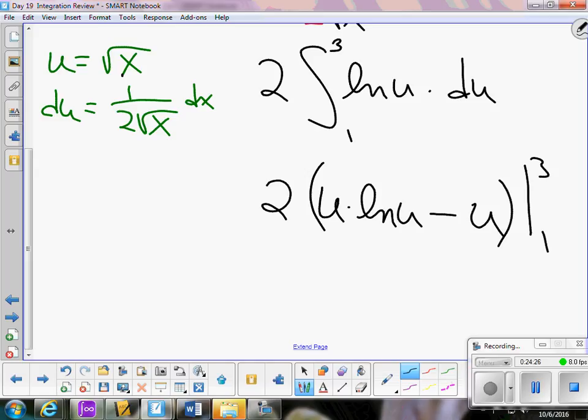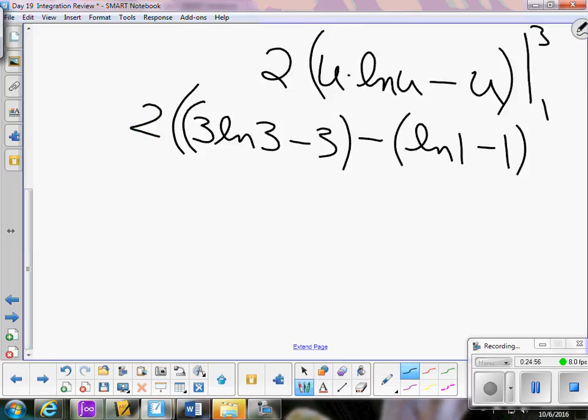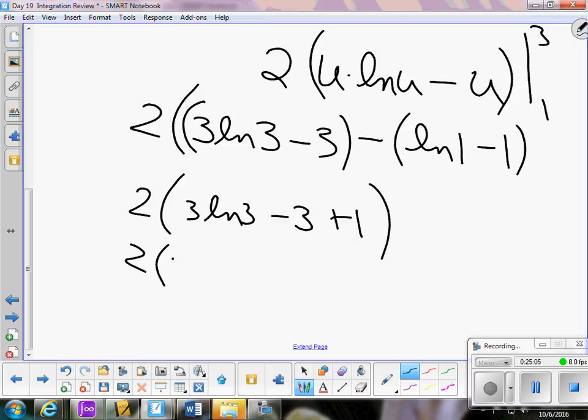This is a lot. What does every technique have? u's in it. So let's see. I'll keep the 2 out here. So we have 3 ln of 3 minus 3. That's what I get when I plug in the upper limit. Minus ln of 1, like that one. Minus, and the ln of 1 is 0. This is fun. Alright, 2 times 3 ln of 3 minus 3 plus 1. So that's 2 times 3 ln of 3 minus 2.